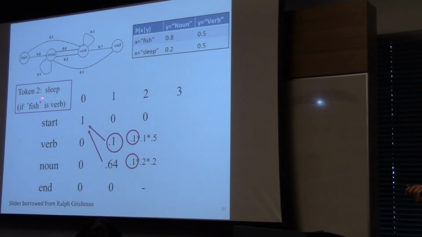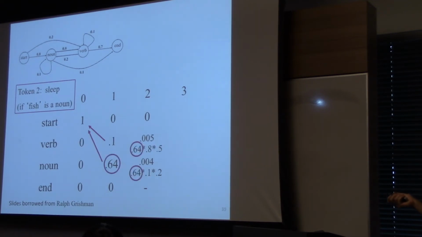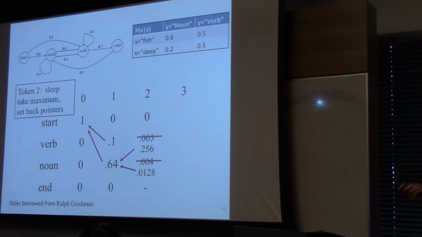And then for the second token, sleep, we consider the probability of a transition from verb to verb, from noun to verb, and then we compute this. And then we consider the probability of transitioning from verb to noun, noun to noun, and we multiply all the probabilities together, and we take this one. So the best length-two subsequence that ends in verb is verb verb. The best length-two subsequence that ends in noun is verb noun in this particular example. Sorry, I confused myself. This is iterating over every possibility, and then we take the best one.